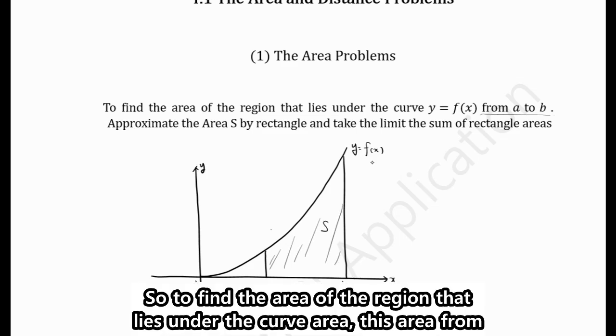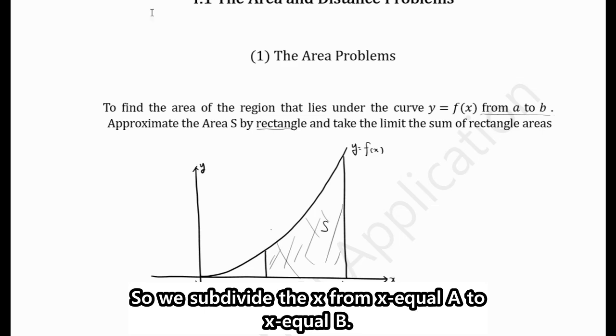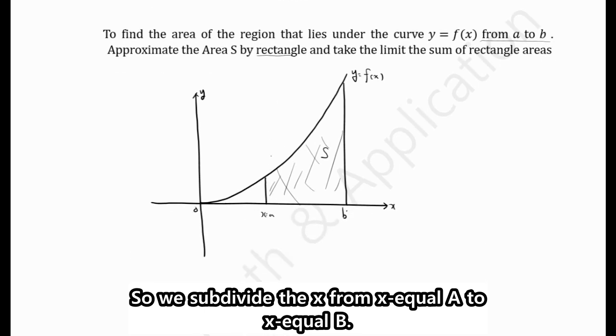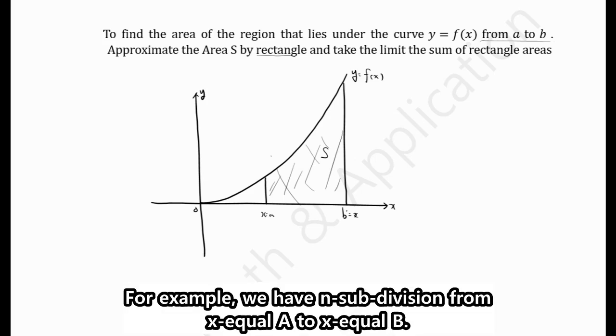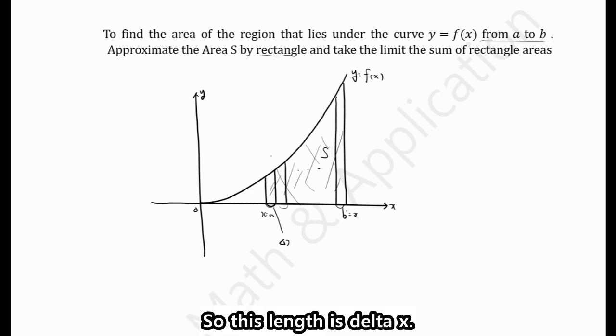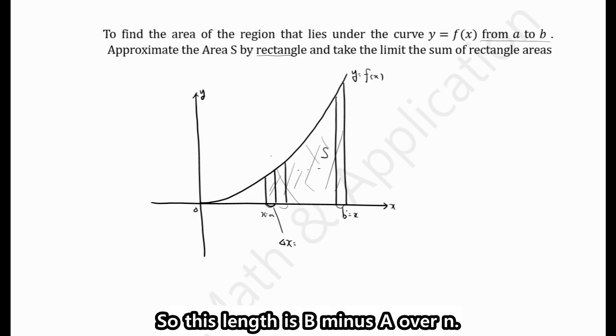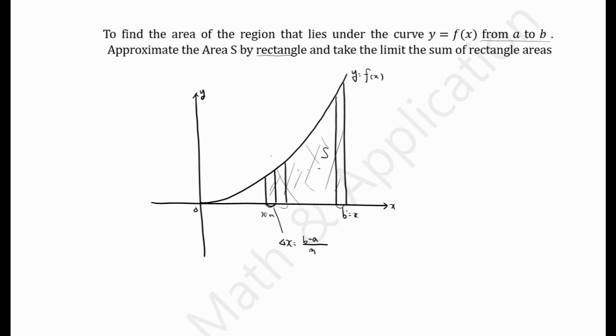To find the area of the region under the curve from a to b, we approximate the area S by rectangles. So we subdivide x from x equals a to x equals b. For example, we have n subdivisions: 1, 2, 3, up to n. So this length is delta x, which is b minus a over n.